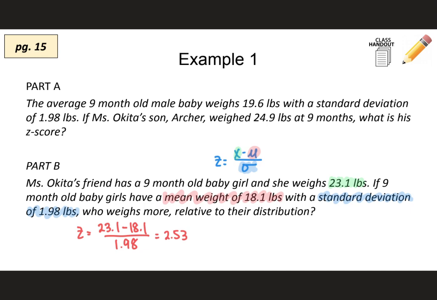The question isn't what this baby girl's Z-score is, it's who weighs more relative to their distribution. Remember in the previous example, the Z-score for Archer was 2.68, which means he was 2.68 standard deviations above the mean. This baby girl is 2.53 standard deviations above the mean. So in that case, we're just comparing who is further from the mean. In that case, it's Archer. So I'm going to say Archer weighs more relative to his distribution.